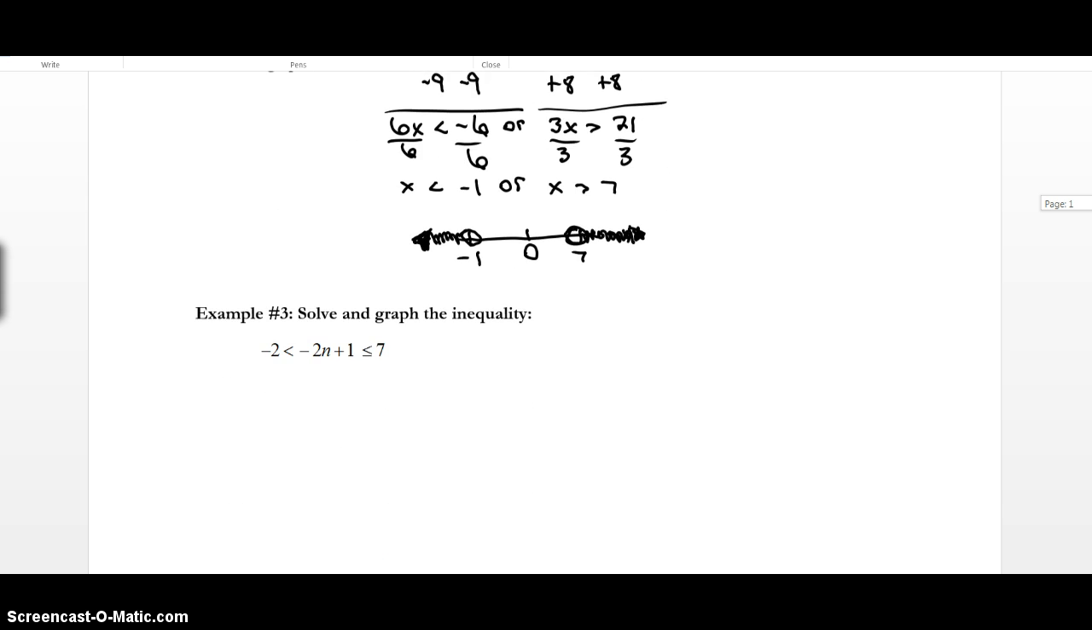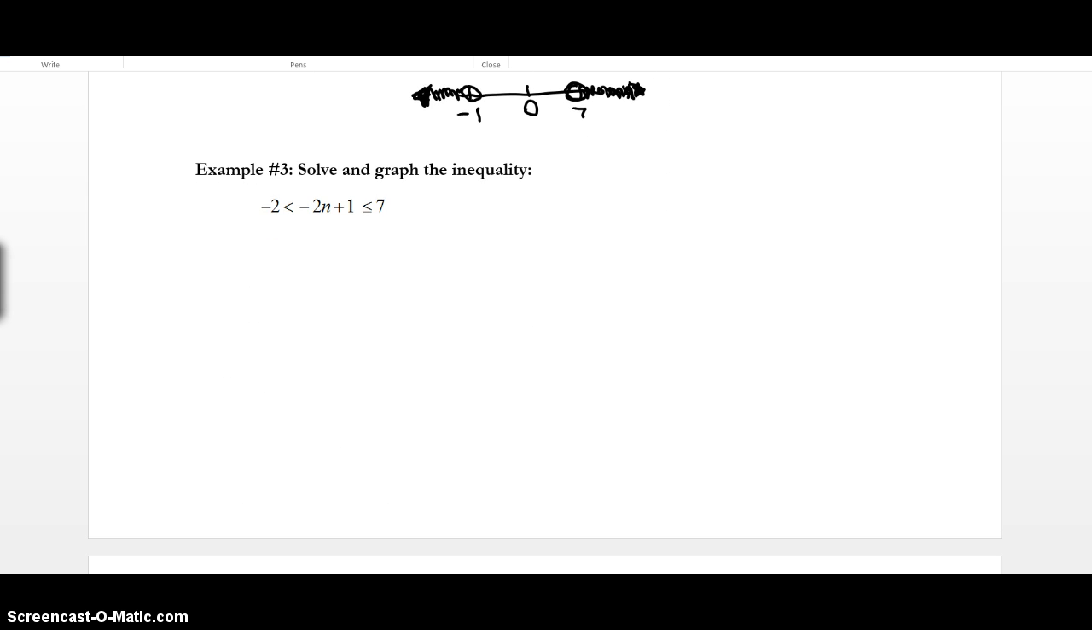Next problem. Example 3, solve and graph. Now right away I want to realize this is an and inequality. So we're going to solve it just like we did the first problem. So let's go ahead and subtract 1. Subtract 1 in all 3 locations. So -3 is less than -2n is less than or equal to 6.